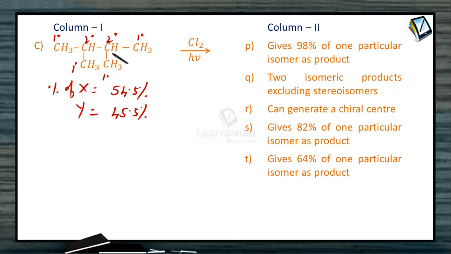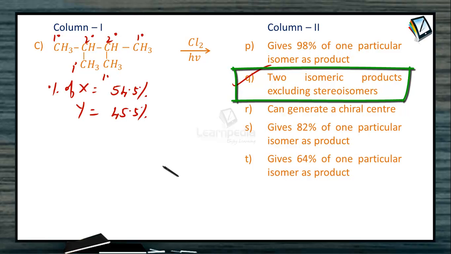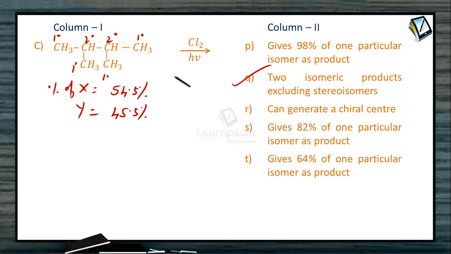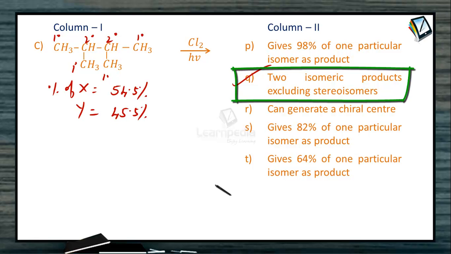Then here again two different types of hydrogens are there. So two isomeric products are possible. Now tell me, is there any possibility of a chiral center by replacing any one of these hydrogens with chlorine? Definitely no, isn't it? Because here both these carbons are attached to similar CH3 groups. So for this only the correct matching is Q.